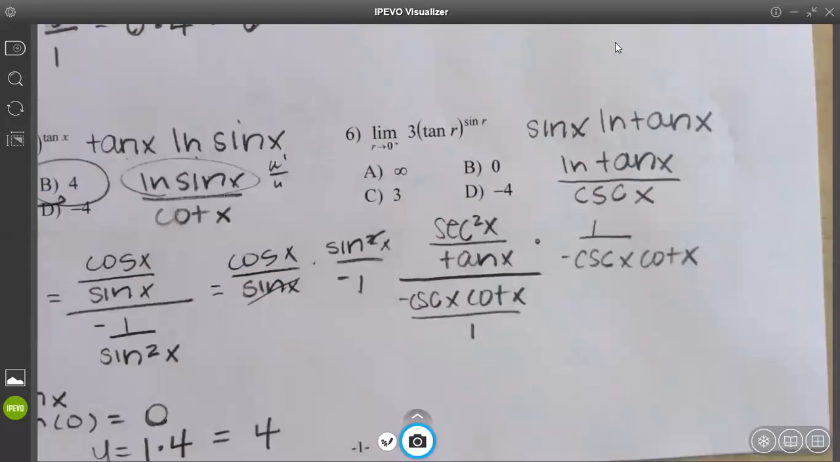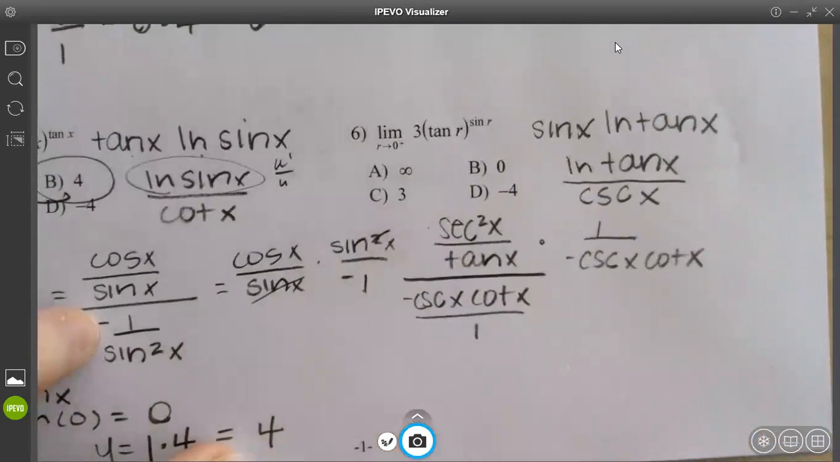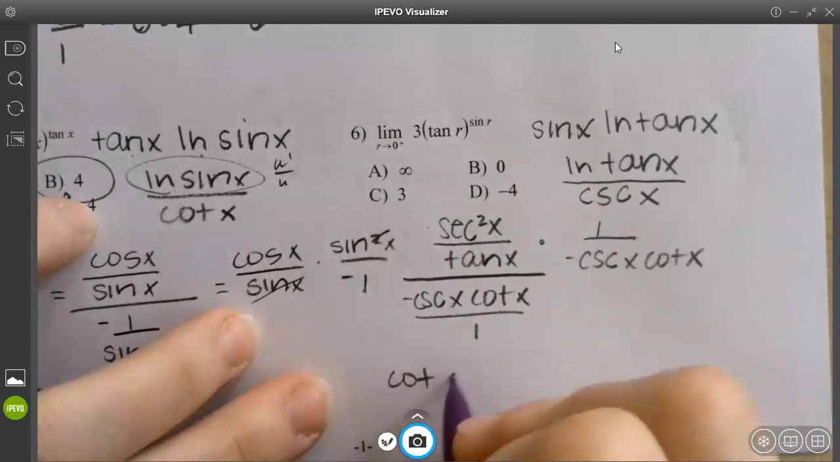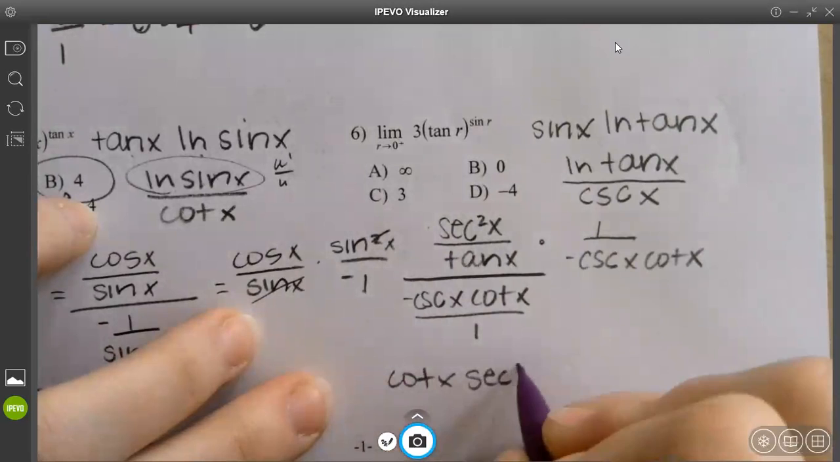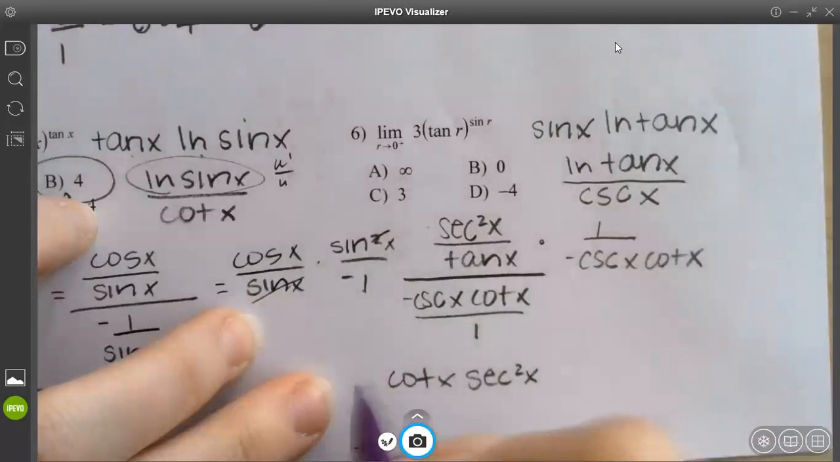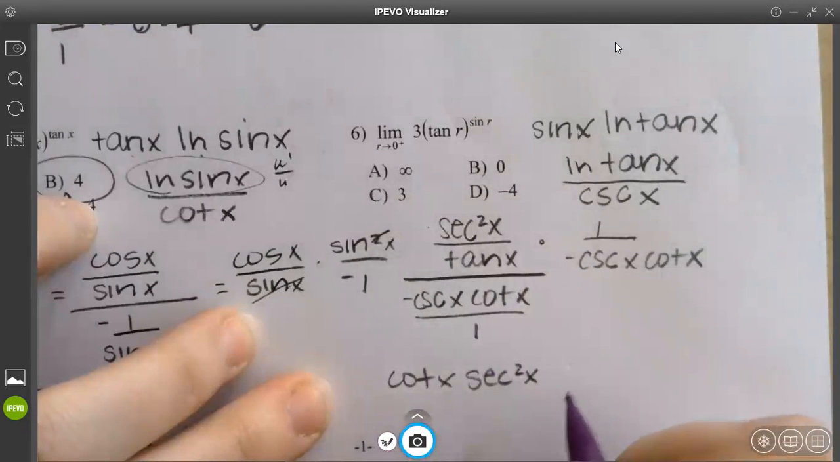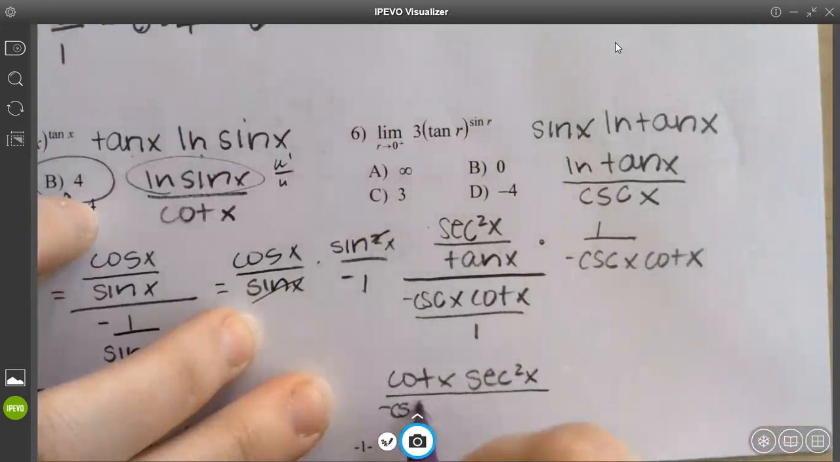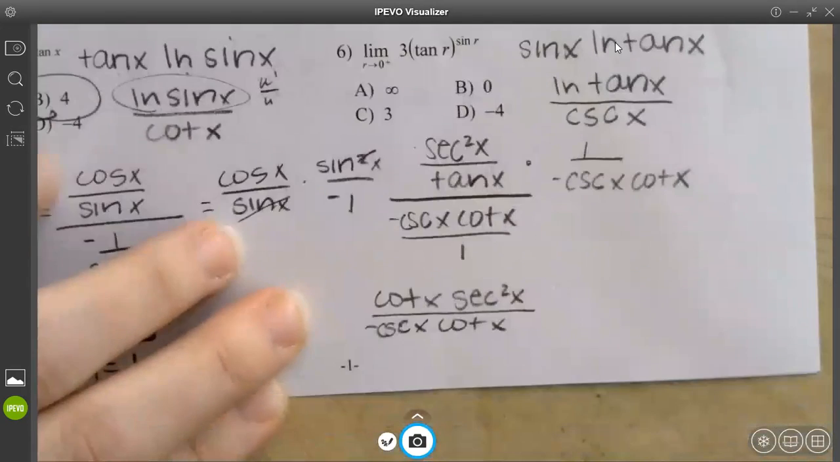Okay, so we're going to flip and multiply. Flip and multiply. What is 1 over 10? So I can change this to cotan x, secant squared x. Is that right, good? Over negative cosecant x, cotan x. What happens?